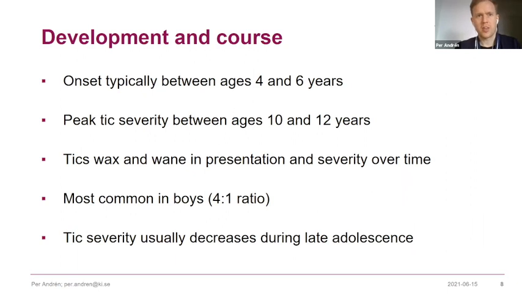Looking a little bit at the development and course, which I think is very important to know a little bit about, because if you know this by heart, you will be better at diagnosing this as well. It will increase your differential diagnostics in a way, because you will know what is atypical and not. The typical onset is between ages 4 and 6 years, so like preschool age. And the peak of tic severity is described as somewhere around ages 10 and 12 years.